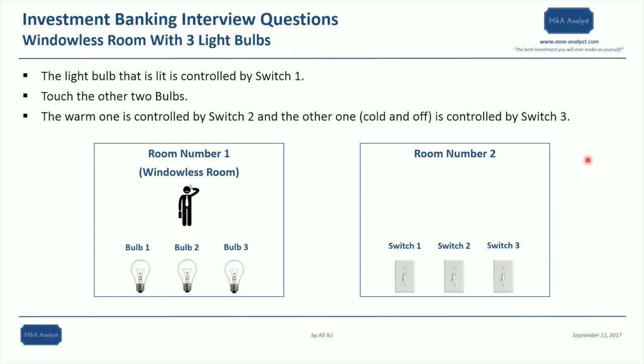Yes, that is all for the windowless room with 3 light bulbs question.